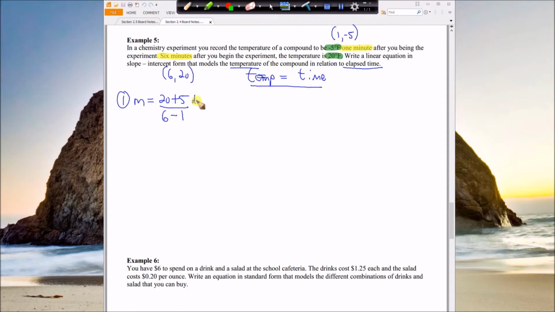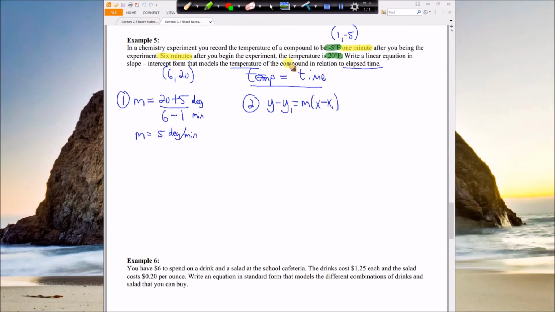And this is degrees, and this is minutes. Right, so minutes is my x, degrees, temperature is my y. And so your slope here turns out to be 5 degrees per minute, if you simplify this. Okay, 5 degrees per minute. So that's my slope. And so now the second step again is use point slope form. Okay, and substitute things in.